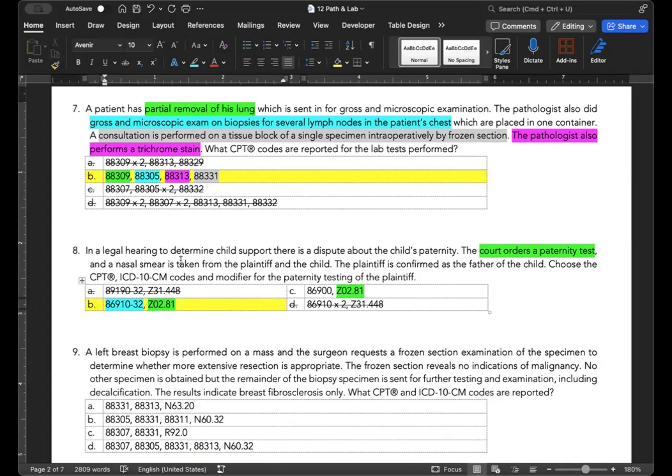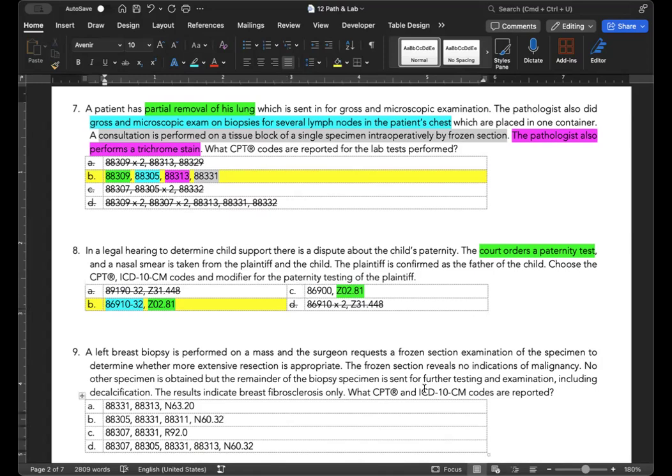Yep. Okay. Yeah, and then Bailey's correct. You can also narrow it down by your modifier as well. Yes. Because it is court ordered, you can use the 32 because that's your mandated services. So that's just a little bit more confirmation that it should be B instead of C.